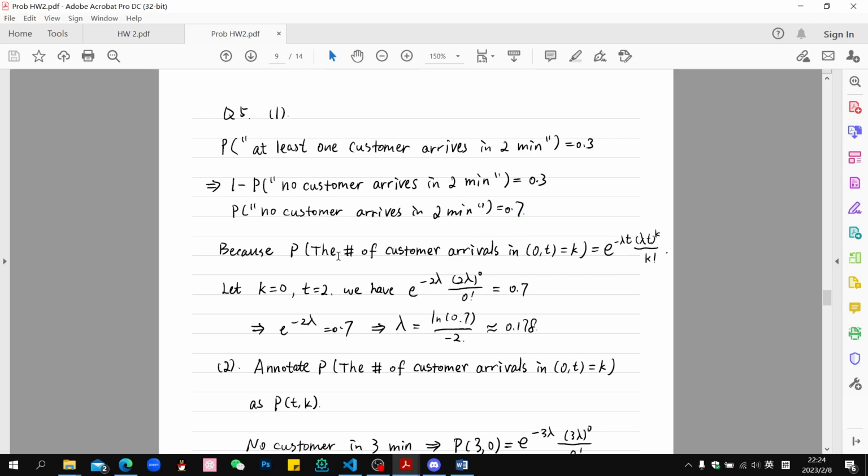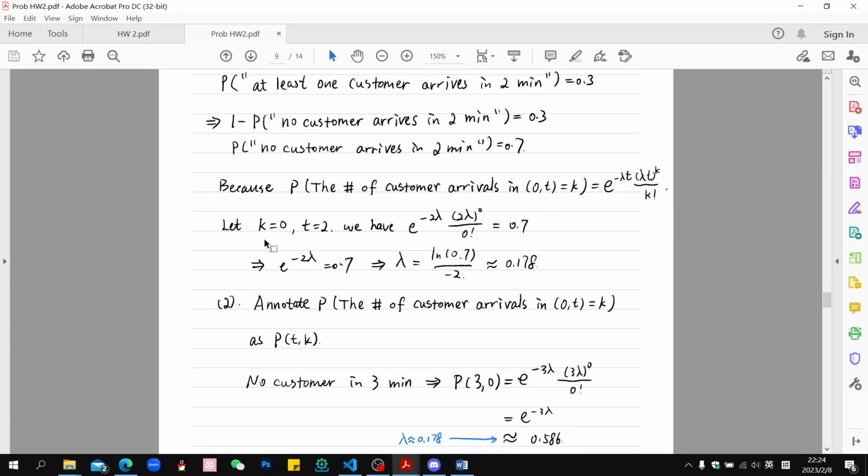Because the probability that the number of customer arrivals in 0 to t equals k is this term, we let k be 0 and t be 2, and we have this expression. And we can calculate the value for lambda, which is approximately 0.178.